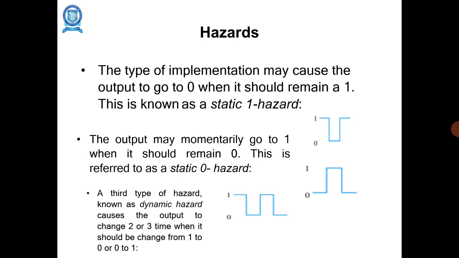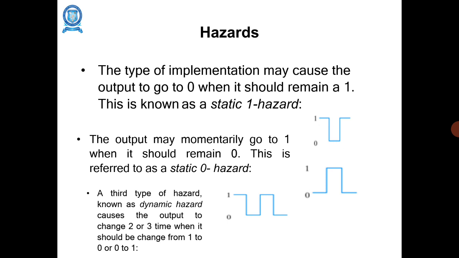Hazards are classified into different types. Basic hazard types are static 0 hazard and static 1 hazard. They normally occur in any change from 0 to 1 or 1 to 0. If the output should be 1 and the circuit produces an output of 0 for a temporary time, then it is a hazard circuit. This type of implementation may cause the output to go to 0 when it should remain 1. This is called a static 1 hazard.